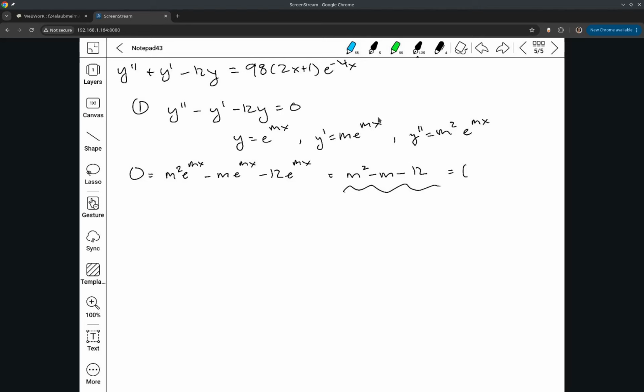But I'm going to have to solve for m, so I'm going to try to factor it. And since I see a 12, I know that I could have like 4 times 3 or 6 times 2, but I want things that have a difference of 1. So I picked minus 4 and 3 because minus 4 times 3 is minus 12, but minus 4 plus 3 is minus 1. And so my roots are going to be 4 and minus 3.